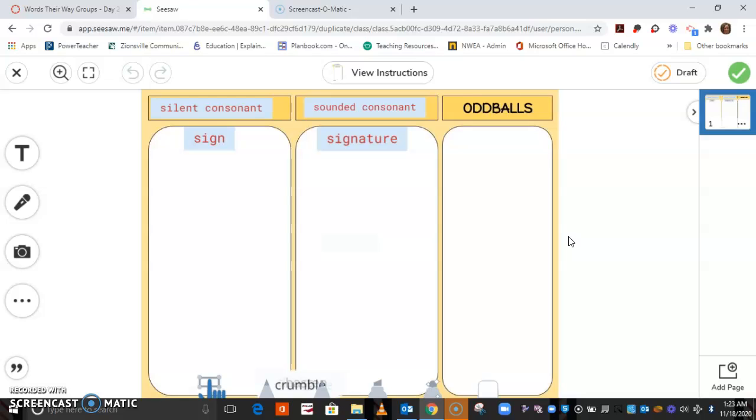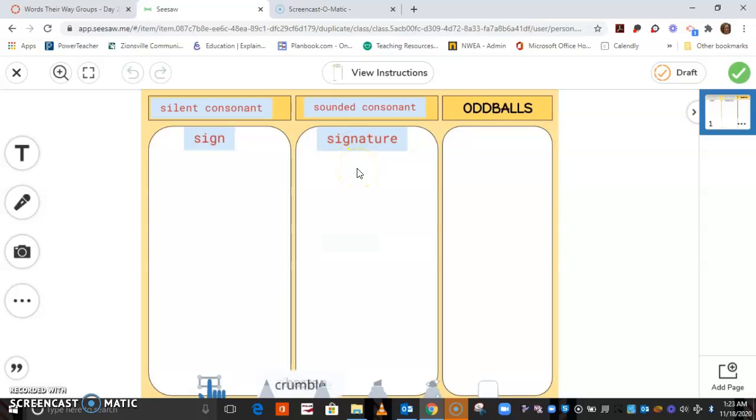Okay, so before we get into what that actually means, let's look at the examples of our words. We have sign and signature. Look at those two words. Look at the longer word and think about what you notice. Hopefully, you have noticed that the word sign is in the word signature.